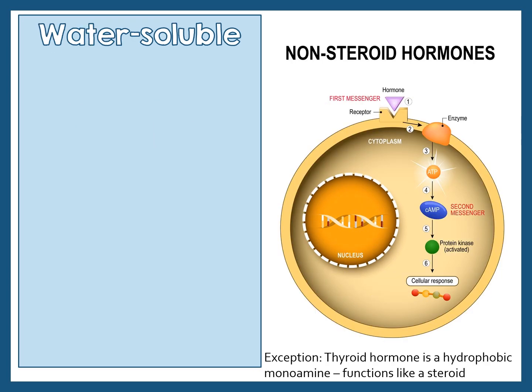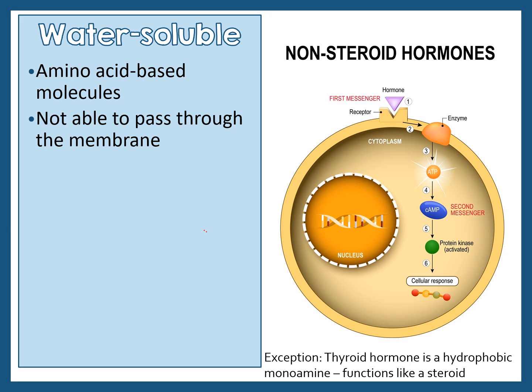Our non-steroid hormones, these are the monoamine hormones. And so they are water soluble and amino acid based. So what that means is that the cell membrane is not going to let them pass through, because on the inside of that cell membrane is that hydrophobic portion, those hydrophobic tails that really do not like to mix with water. Water is polar. That charge isn't going to be able to pass through that cell membrane.